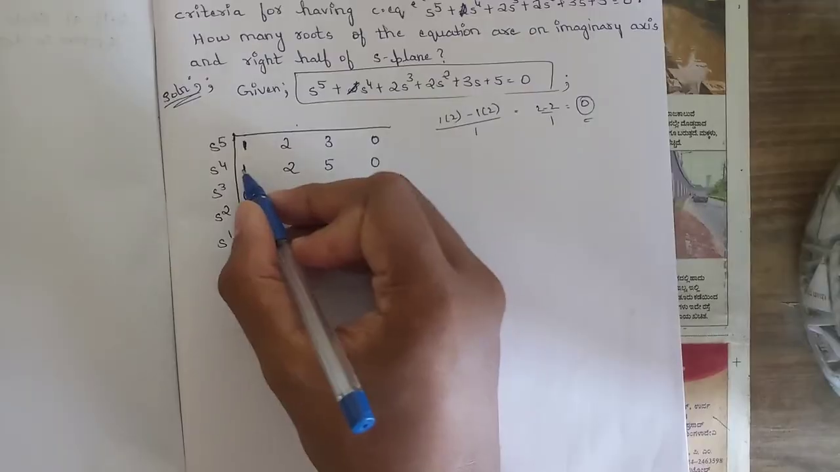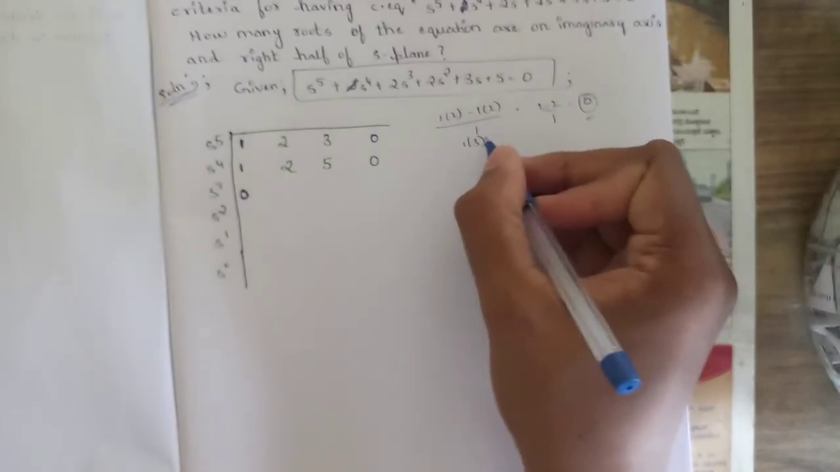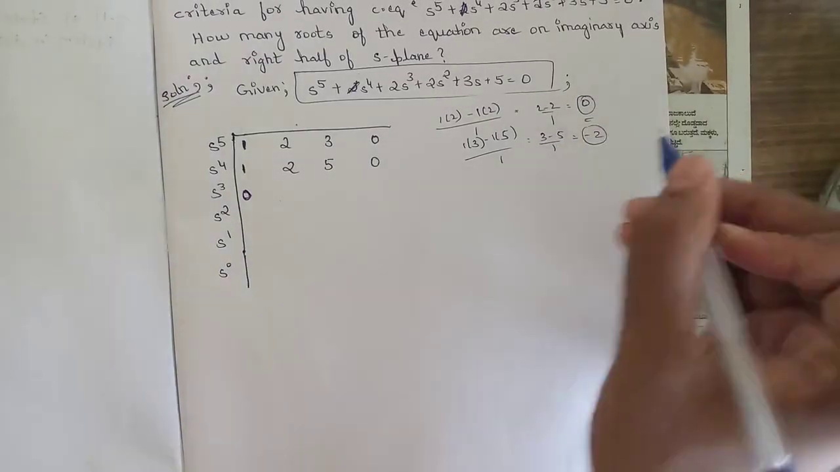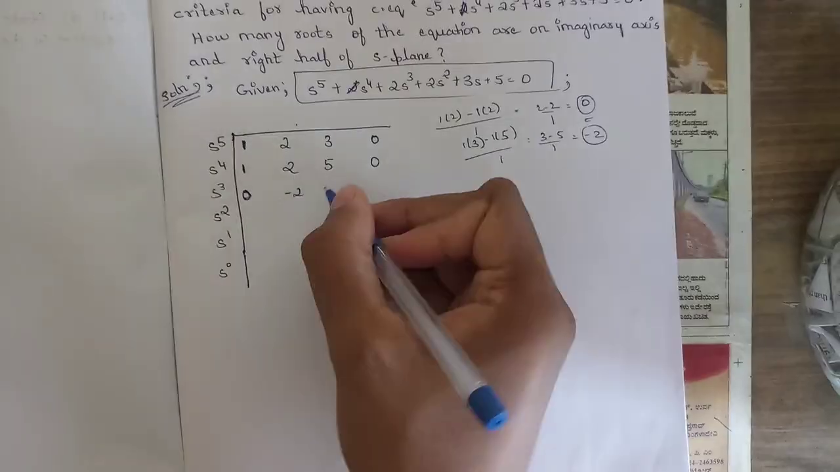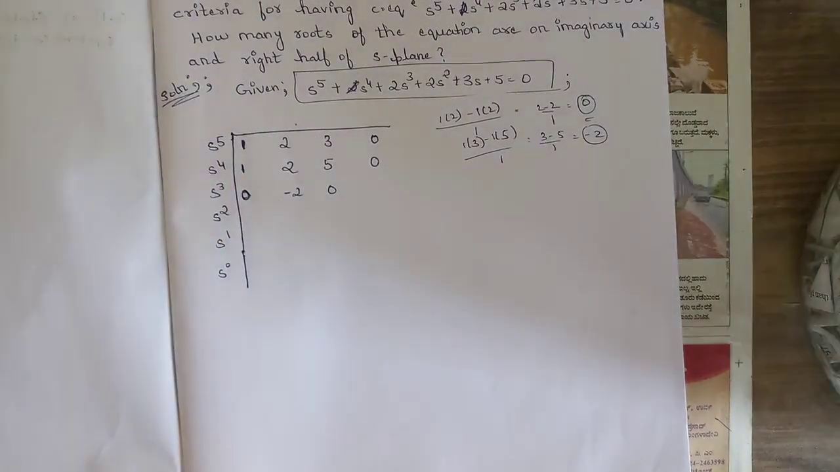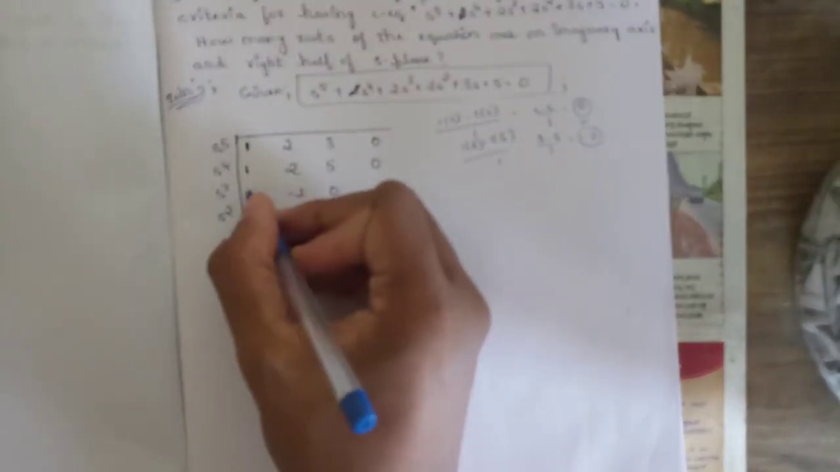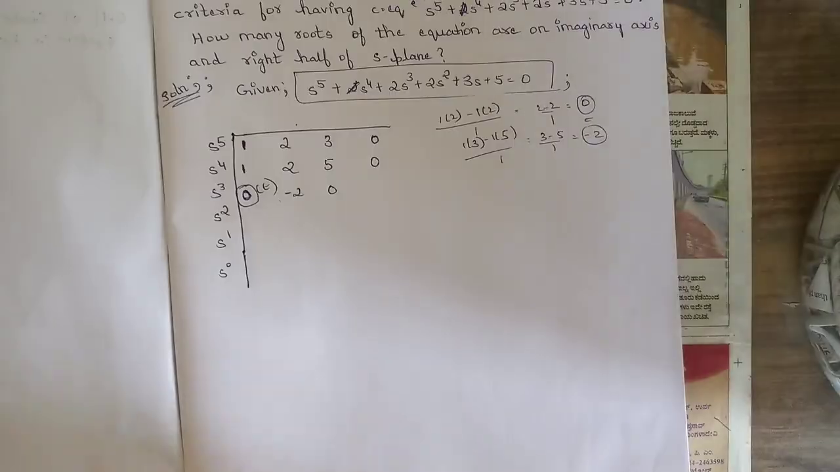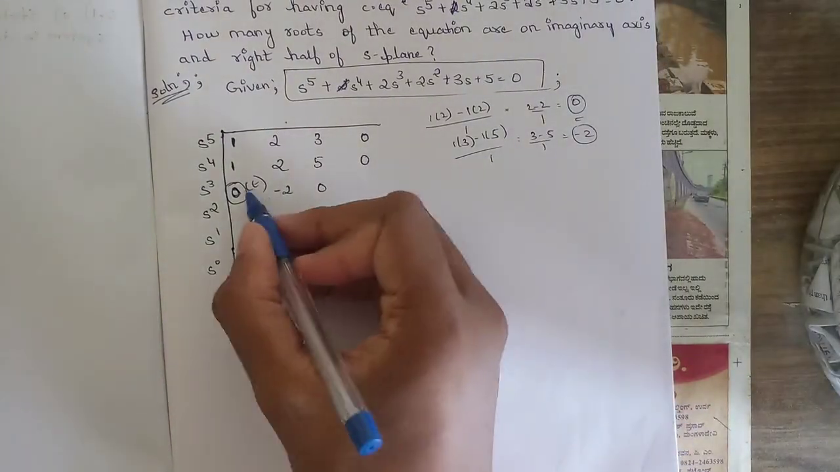Before that, let's solve for this element, that is 1 into 3 minus 1 into 5 divided by 1, that is 3 minus 5 by 1, which is equal to minus 2. So right here minus 2, and here we would be getting 0. Here also again it's 0 only. So now here we got 0, right? So replace 0 by epsilon as I've told you, and again solve using epsilon only.